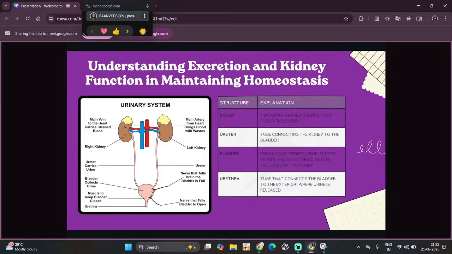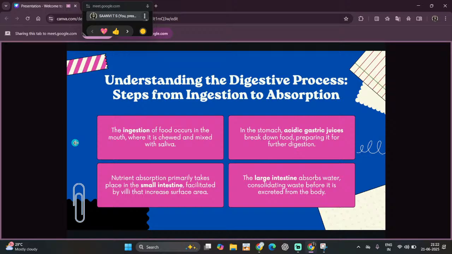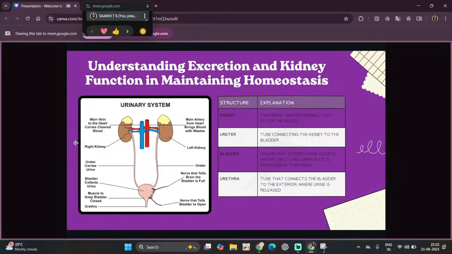Okay, so excess amino acids that cannot be stored by our body are converted to urea, and this urea is then excreted out through our urine. Now moving on to the urethra, it is a tube that connects the bladder to the exterior where urine is released.